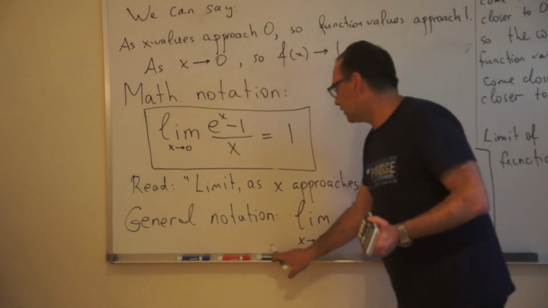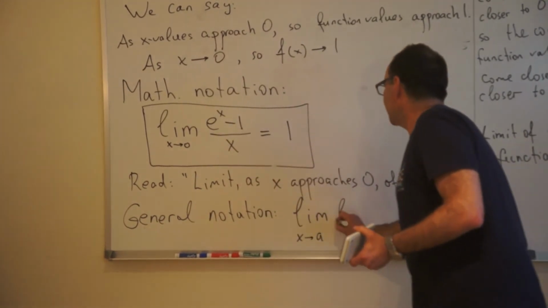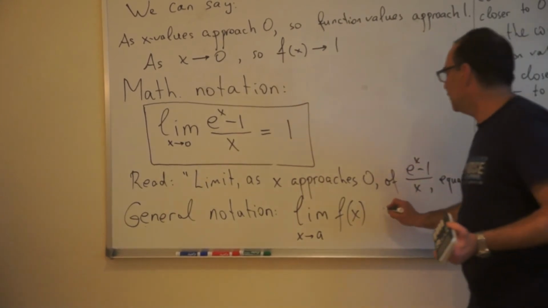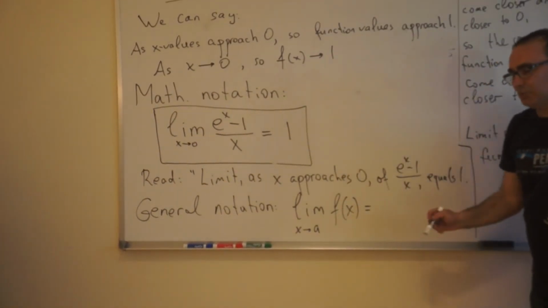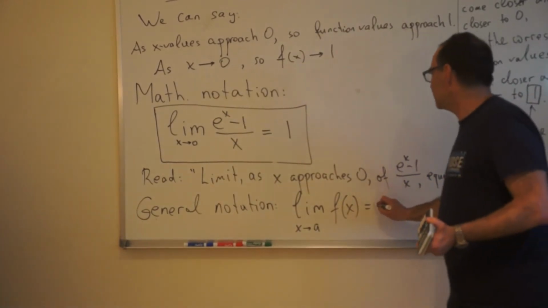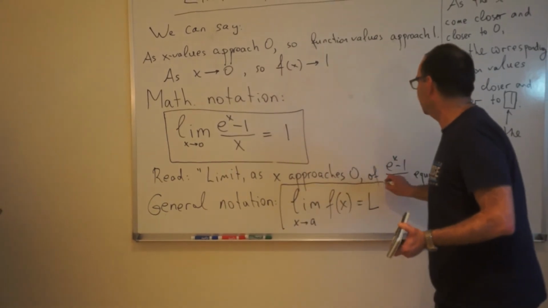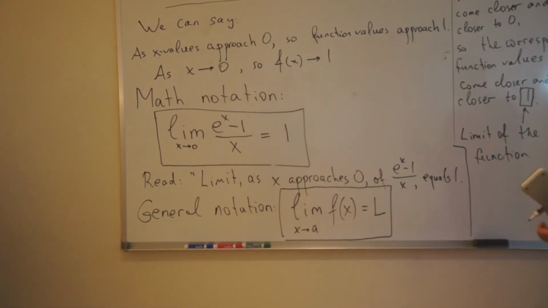And typically this number is given. Now, instead of this expression, we just put f of x. Again, it's a given function with a given expression. And then equals, and again, the answer doesn't have to be 1. It was 1 in this example. In a different example, it could be something else, so it's denoted by L for limit. So this is the general notation. So this is the limit of a function.